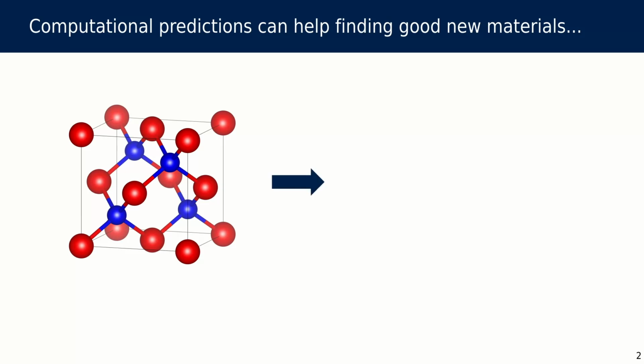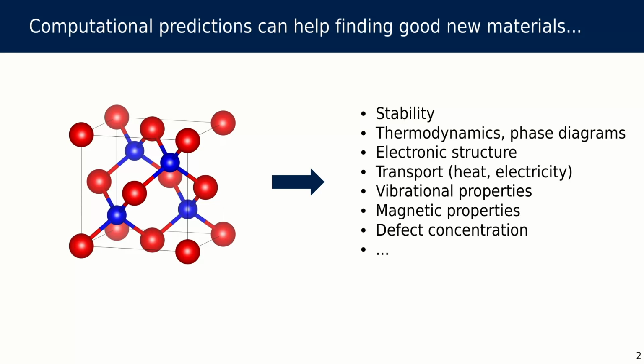And what we can get just from knowing this crystal unit cell are many properties that are useful for applications, like the stability, because some materials are stable and some are not, meaning that it's very difficult or even impossible to actually make them in a lab. Also the thermodynamics and the phase diagrams, the electronic structure, the transport of both heat and electricity, the vibrational or magnetic properties, the defect concentrations, and so on. So we actually don't need to go into the details of understanding what each of these is. You should just know that we are able to characterize any crystals using theory and computational tools.